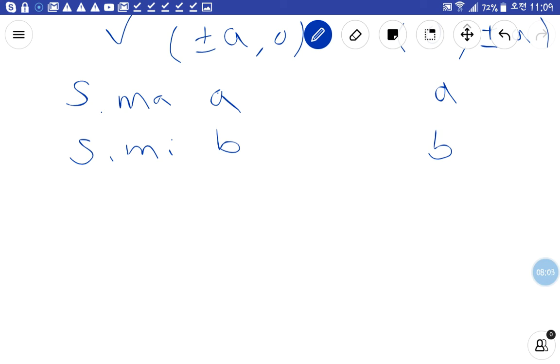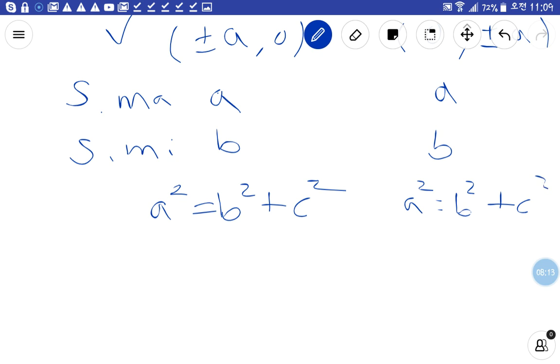So, at this time, your expression would be a squared equals b squared plus c squared. It's going to be applicable for both situations. But now, I want you to get my c. So c squared would be a squared minus b squared. That's why we need to look at it.